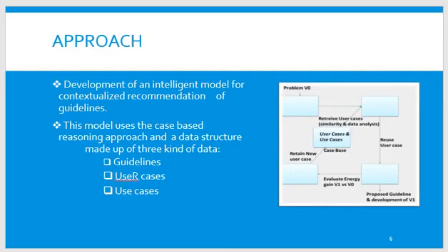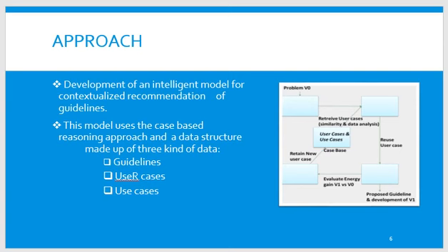For the approach adopted in this research, we will try to respond to this problem by developing an intelligent model for contextualized recommendation of guidelines. This model uses the case-based reasoning approach and a data structure made up of three kinds of data. The first one is a database which stores the guidelines, and the second one stores what we call user cases, and the last one stores what we call use cases.